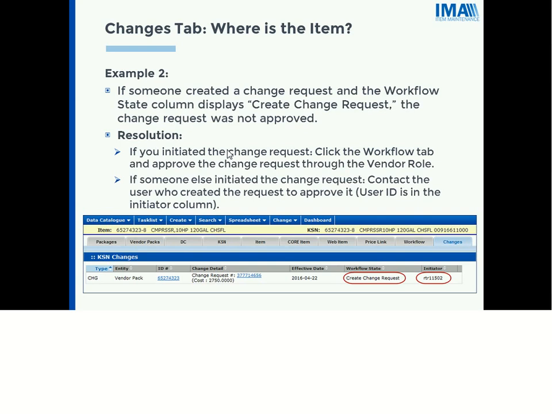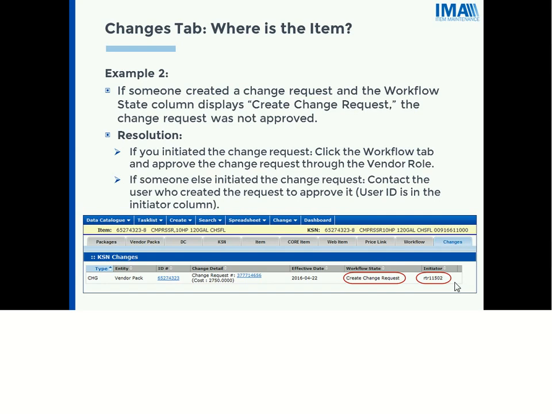Okay, in this example, we can see that a change request was created, but it was never approved because under workflow state, we see create change request. So in that instance, whoever the ID belongs to under initiator, they created this change request, but they forgot to approve it. And this happens a lot, not just by our vendors, but it does happen by our internal users as well. So just be sure that if you do create a change request, that you do approve it.